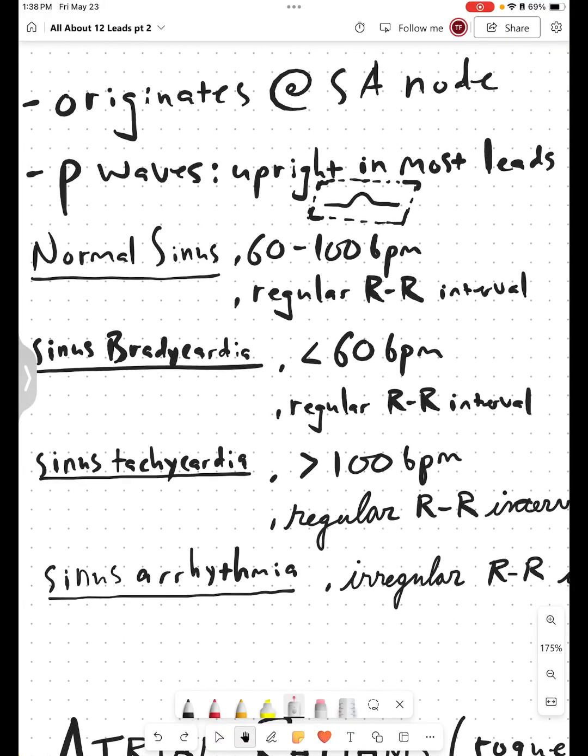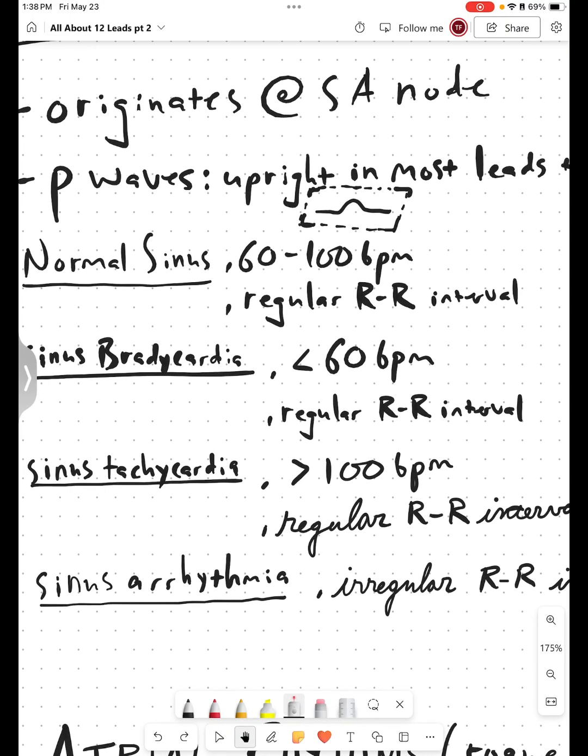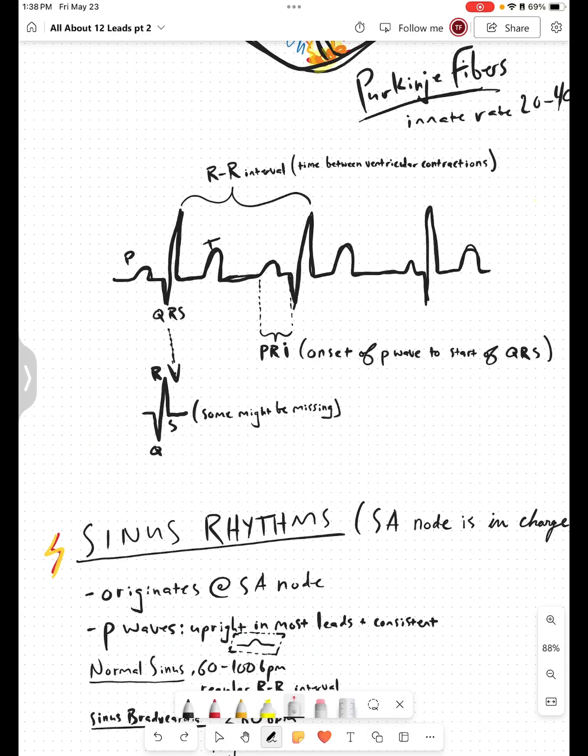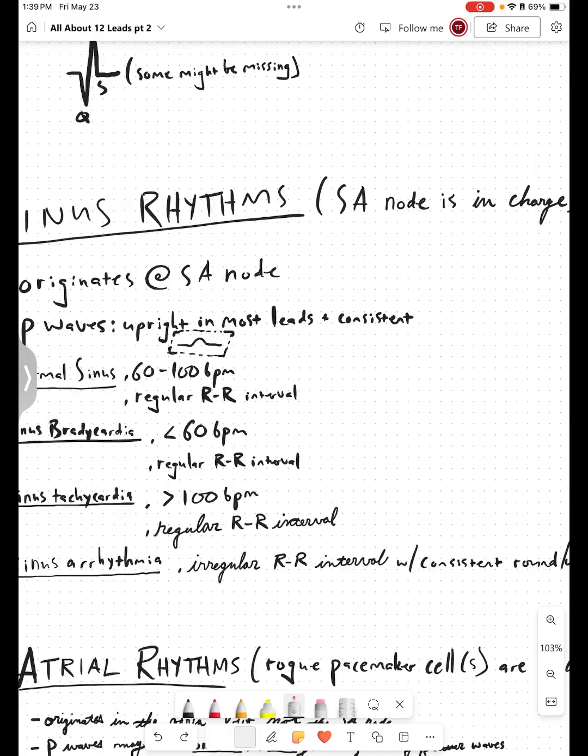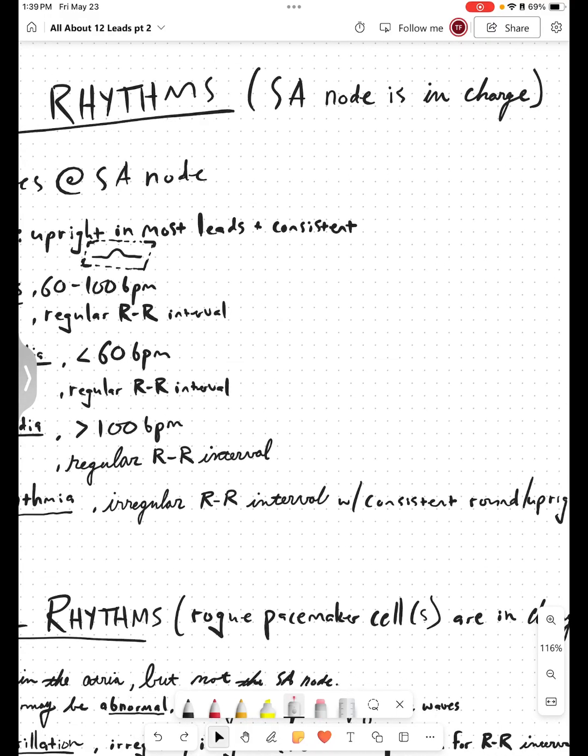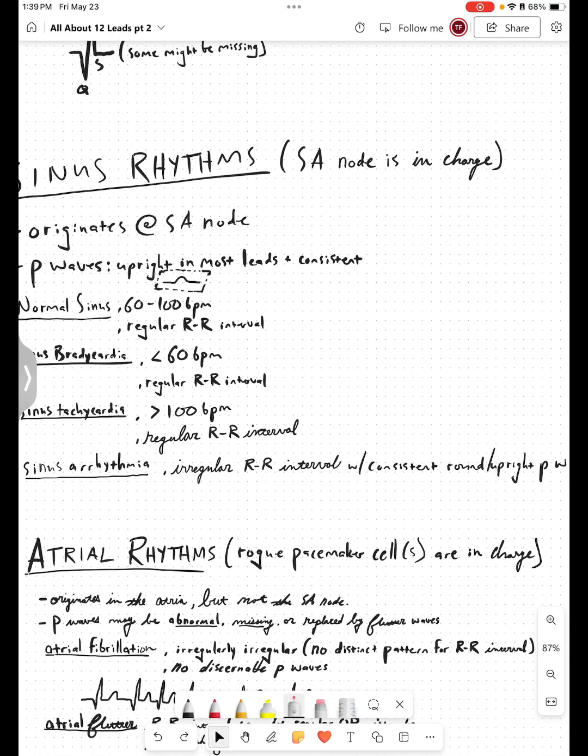A normal sinus rhythm is going to be 60 to 100 beats per minute, and it's going to have a regular R to R interval. So going back to that R to R interval, meaning it is going to have consistency between the QRS complexes and consistency between ventricular contractions. So what is that going to look like? I'll show you here. These points are relatively equal apart. That's what that means.